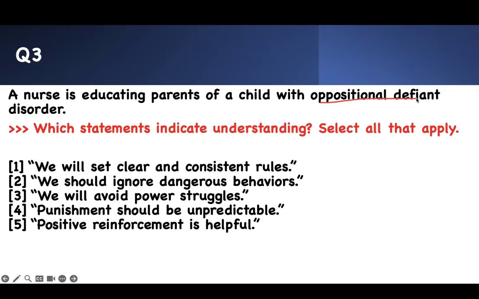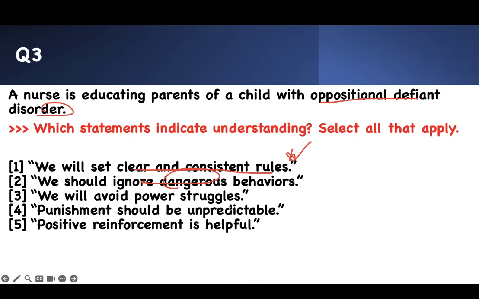They are very defiant. They don't obey, but they're not going to cause injury. They will argue with you. What are you going to do? Which answer choice do you pick? It's good to set clear, consistent rules that if you do this, this is what you're going to get. You should not ignore dangerous behavior. We will avoid power struggle.